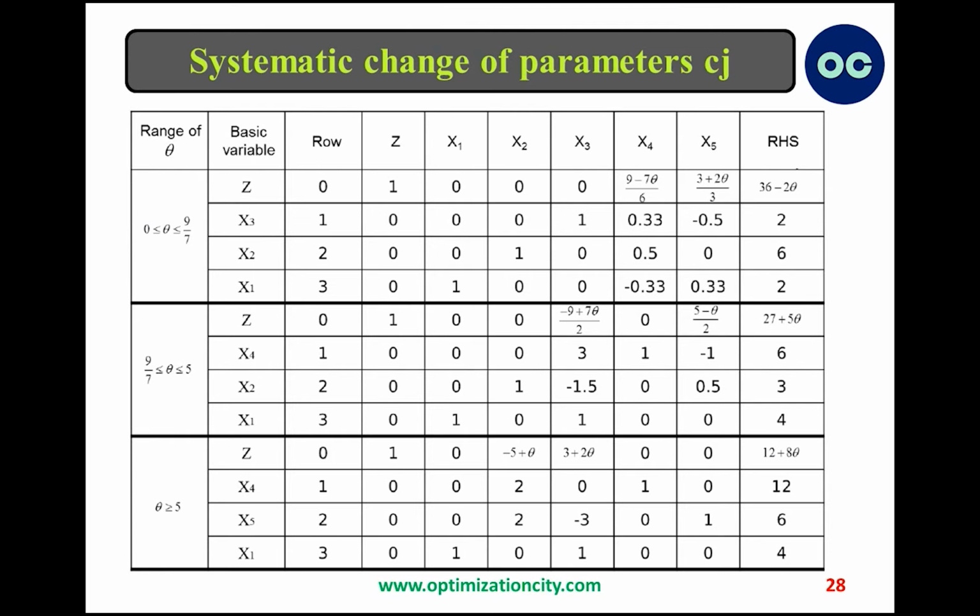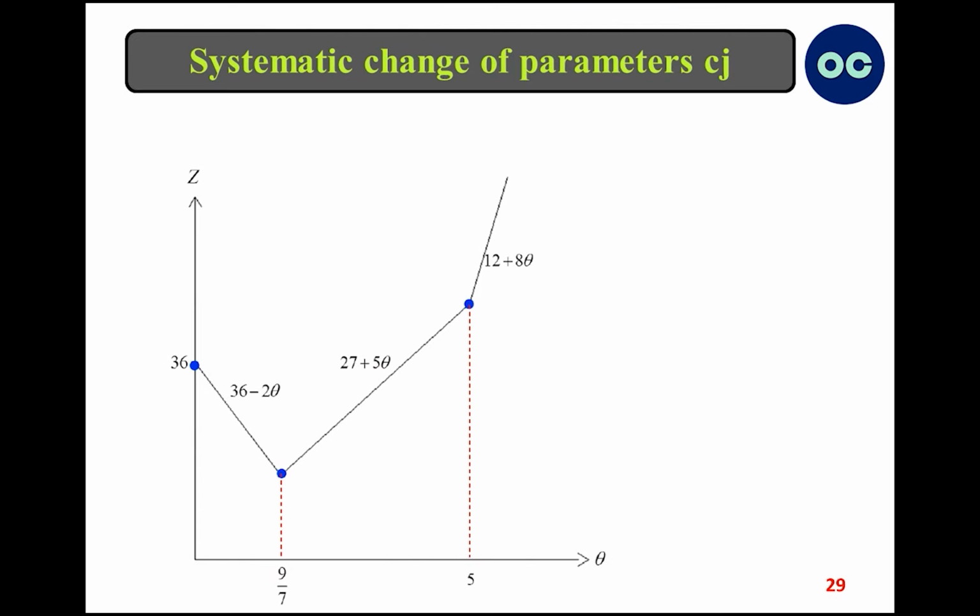So depending on the value of theta, you can pick one of these 3 tables. Also, the value of the objective function as a function of theta is depicted here. So you can see that if theta is equal to 9/7, you have the minimum objective function.